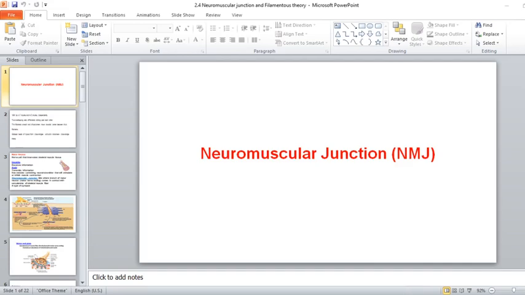BSc third year, semester 5, unit number 2, muscle physiology. Here is another aspect: the neuromuscular junction and the mechanism of contraction by the sliding filament theory. We discuss this aspect now.